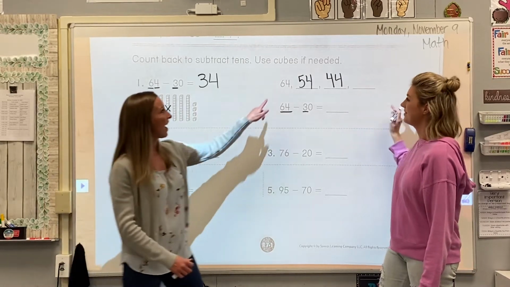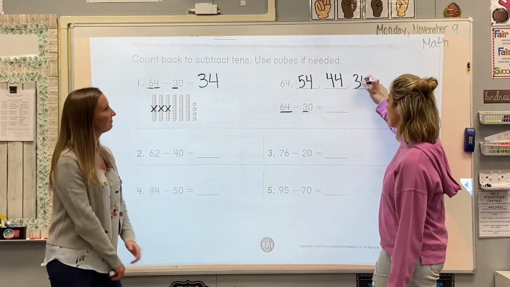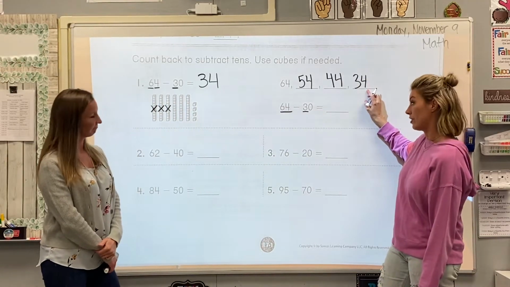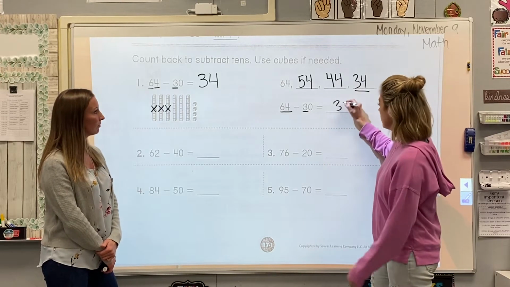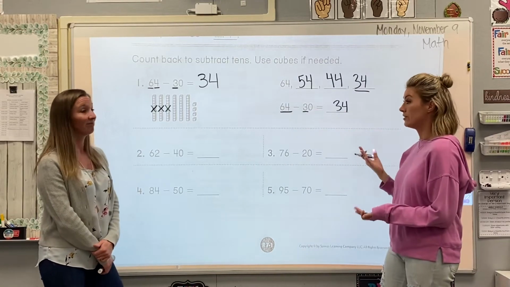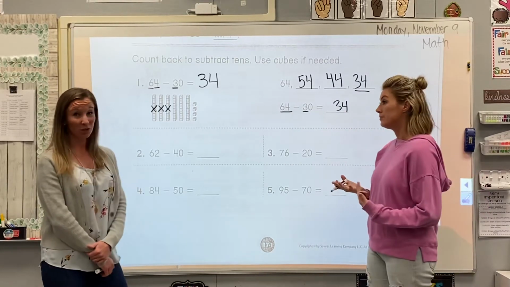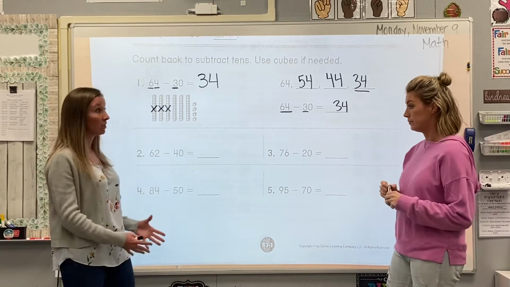I'm noticing that pattern. 6, 5, 4. So you're going to have 34 at the end. And that 4 in the ones place has not changed at all. So that is our answer, 34, which if you look at the problem you did over there is the same. So 2 different strategies that will get you to the same answer. That's pretty cool. And they can just choose the strategy that works best for them for the rest of this assignment.